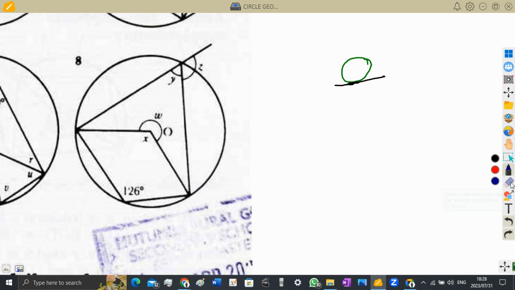What can we do? Which part can we find? I think we can also find x by multiplying by 2. Which one are we finding if we multiply 126 by 2? No, it's actually W. This is the one that we are finding.